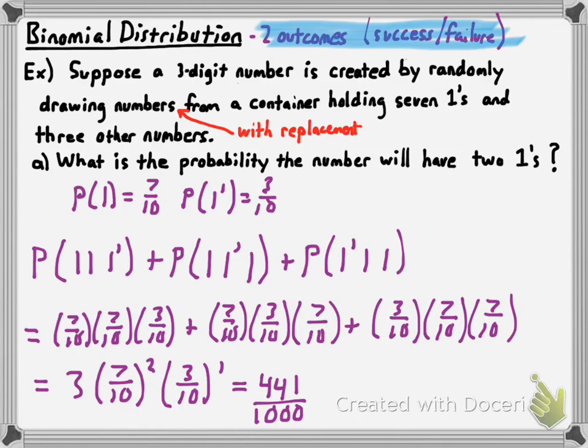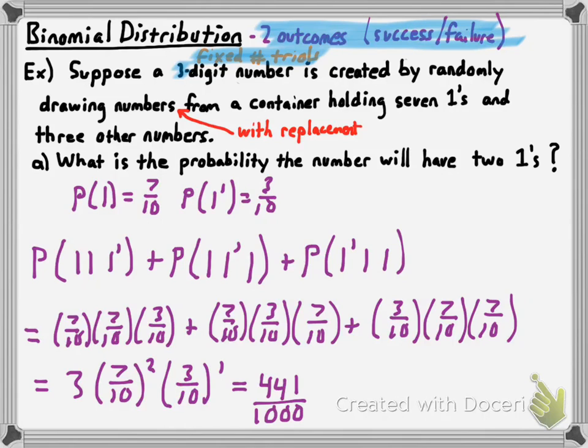Now notice here, we had a 3-digit number, so we were choosing a digit 3 times. So a fixed number of trials was part of this experiment. Super important.